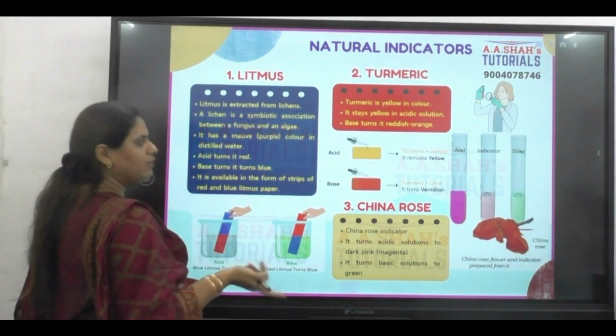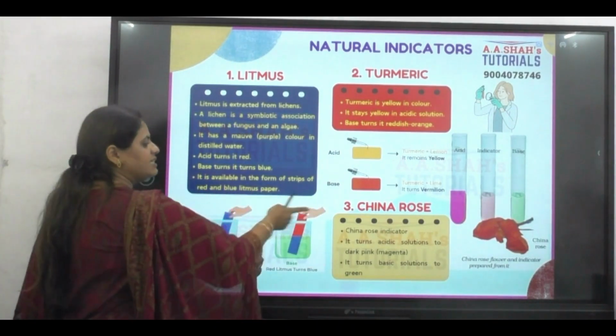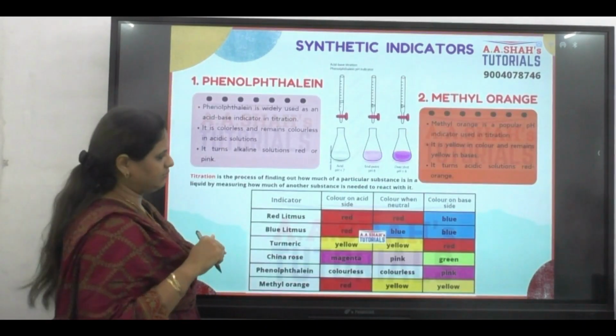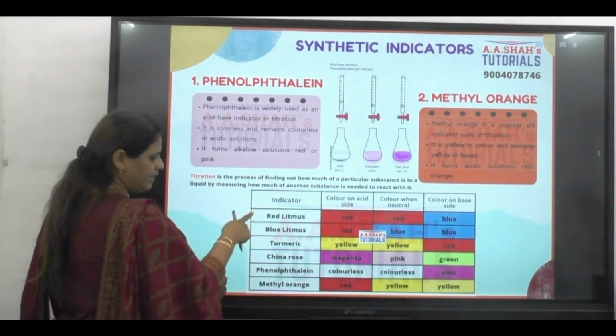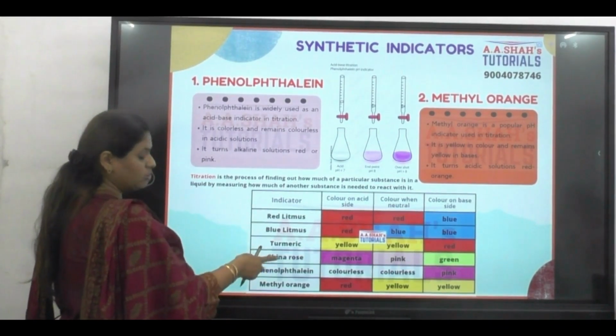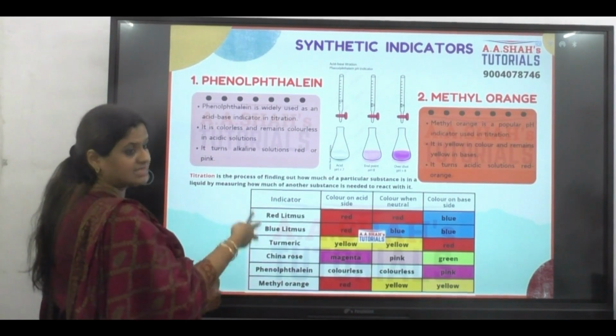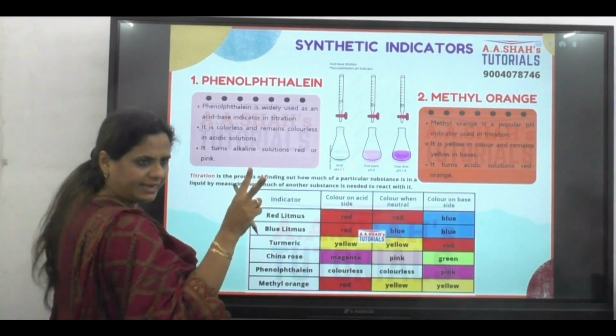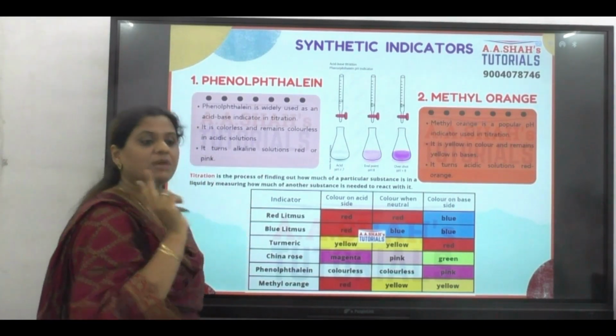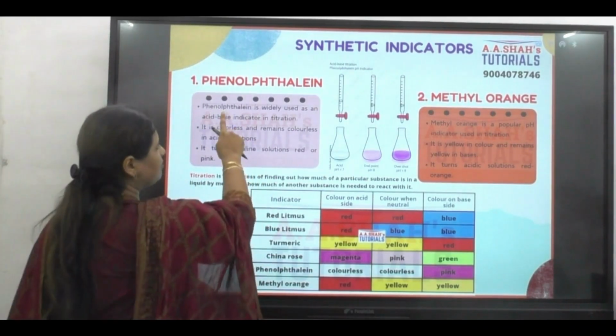Do you understand it? You have to memorize and remember what color change it is to understand when you are doing a test. And this is the table which gives you the gist of everything: red litmus, blue litmus, turmeric, China rose, and these are the two artificial synthetic indicators which we are seeing right here. The two synthetic indicators most commonly used in labs are phenolphthalein and methyl orange.